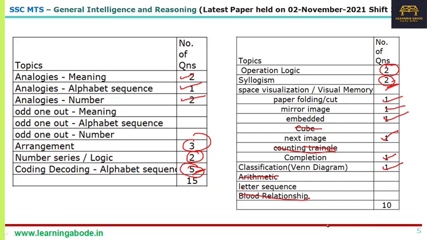So in total everything put together is 25 questions. In these 25, almost all the questions are predictable. So the effort that you need to put here is very, very minimum, right? Now we will move on to the questions.